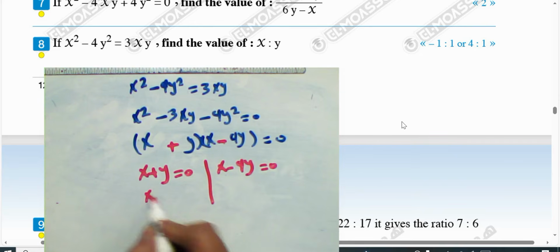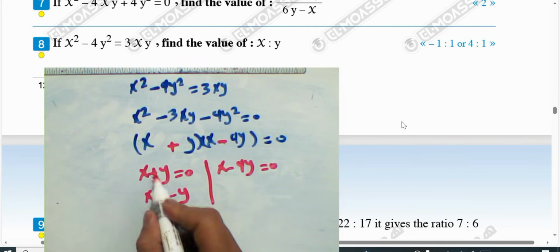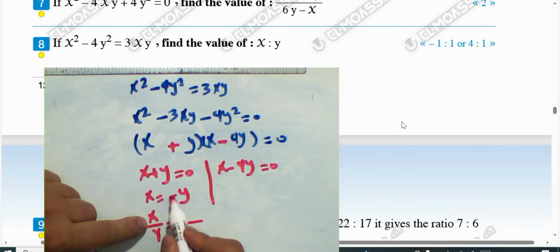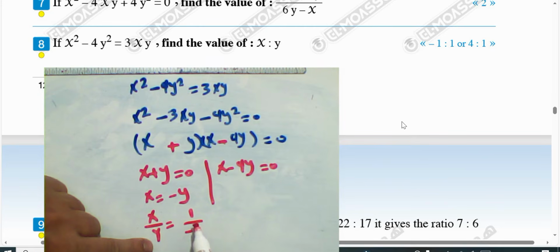We want to find here the ratio. Then x will be negative y. Move y here. Then the ratio between x to y will be what? X here product by negative 1 and y product by 1. Then the ratio between x and y, it will be 1 to negative 1.